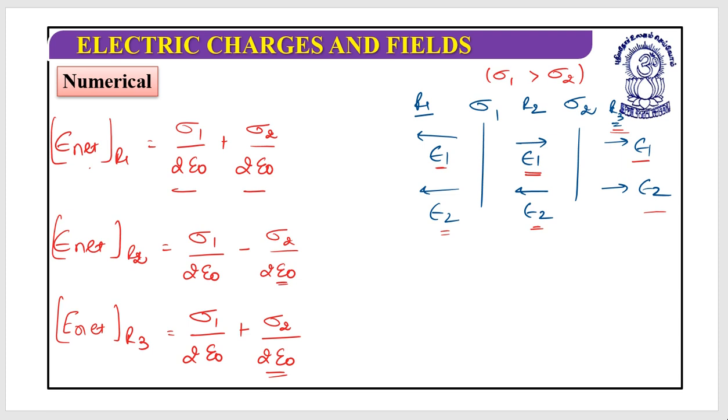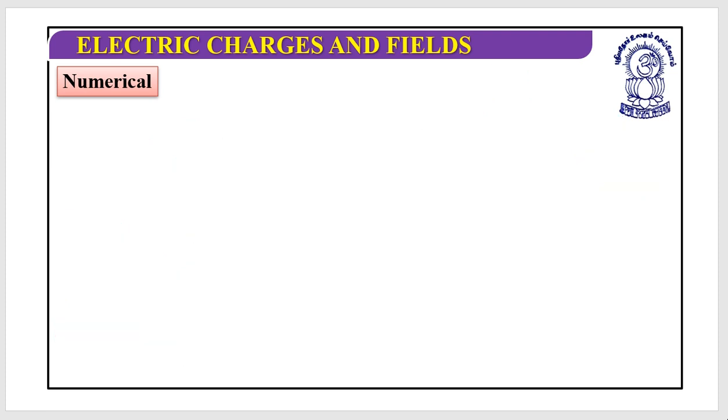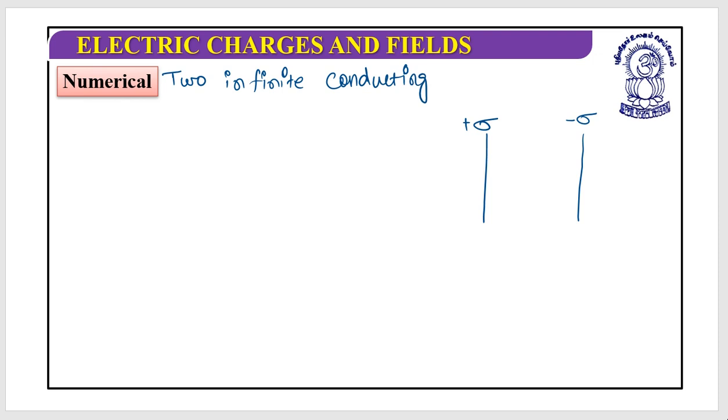What were your answers? Were they the same? Yes. Well done. Next, let's go through the next question. Let's now do things differently. This is plus sigma. This is again an infinite sheet, but minus. They have said that two infinite conducting sheets are given as shown in the figure.